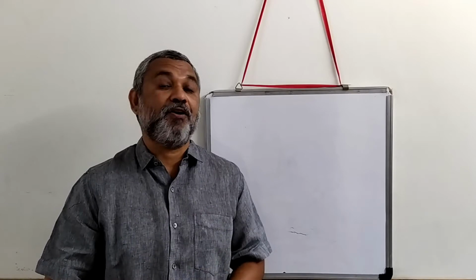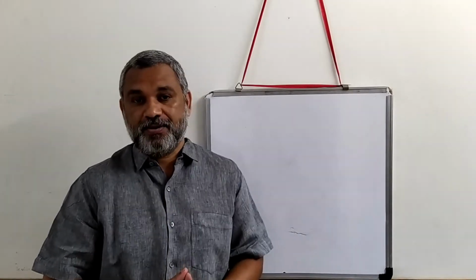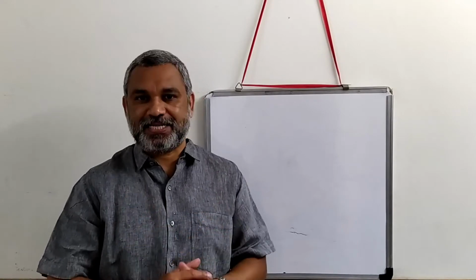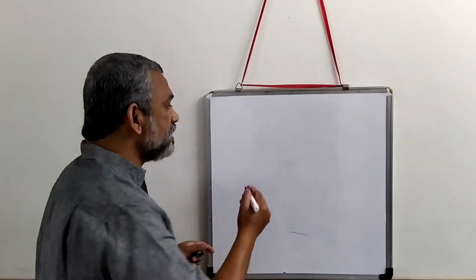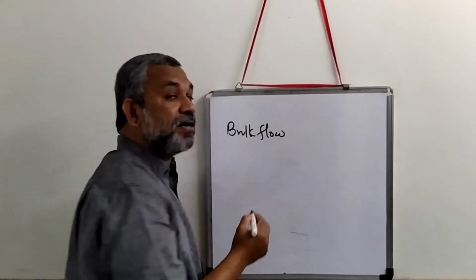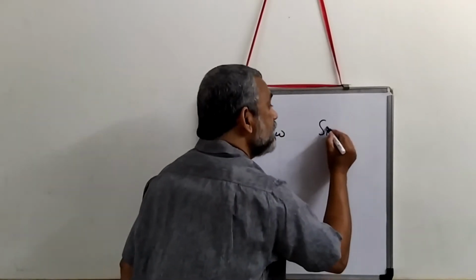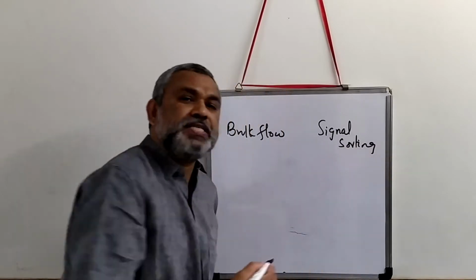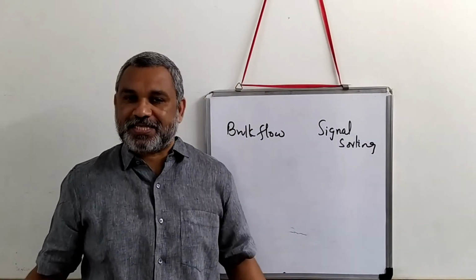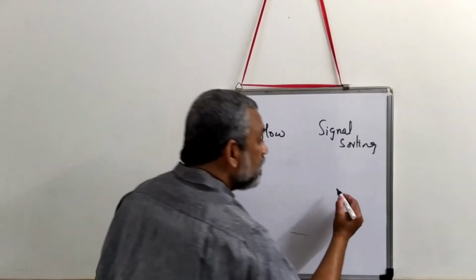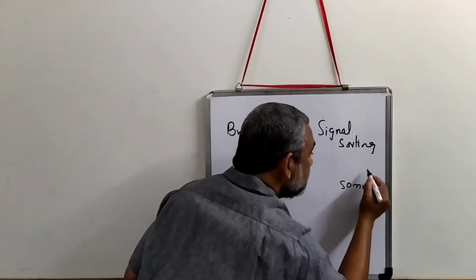Important aspect of cargo selection. We have looked at two ways by which cargo can be selected. One way is bulk flow. Another way to select a cargo is by signal sorting. Now, this is applicable in most cases, and the kind of vesicle that forms is about 50 nanometers in size.